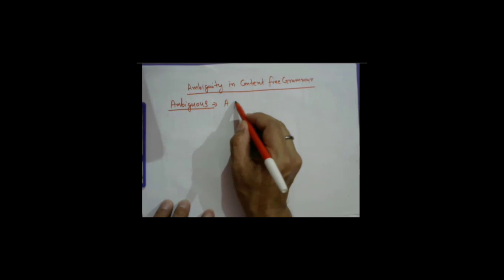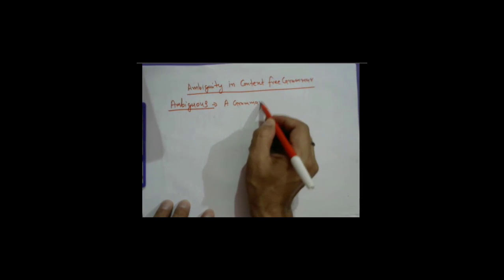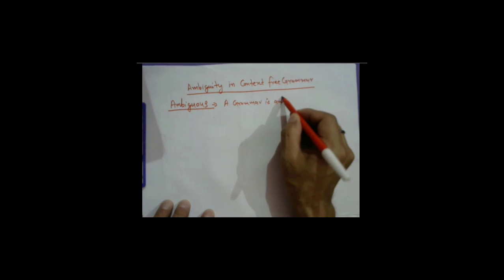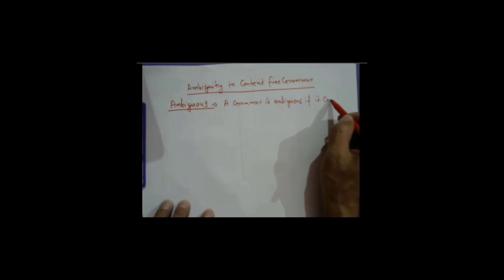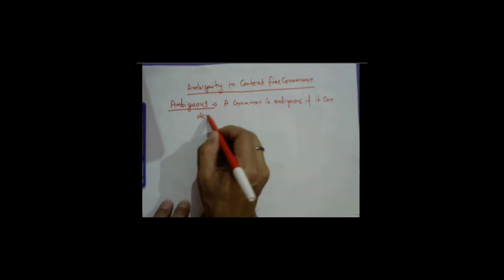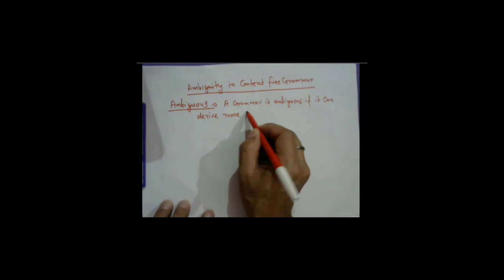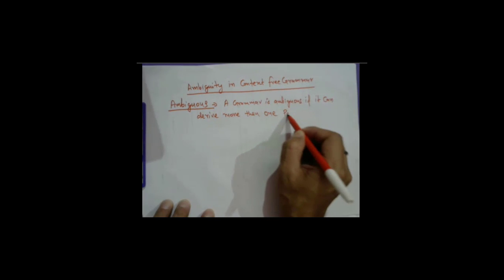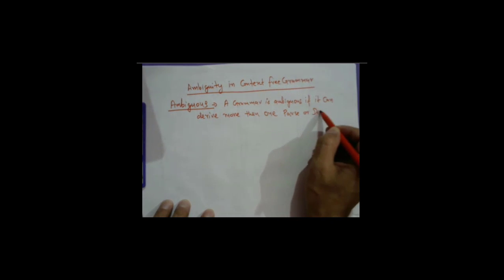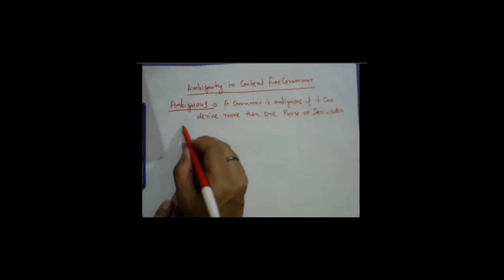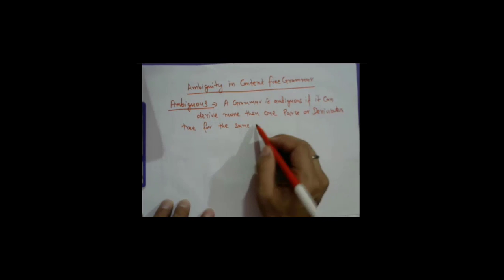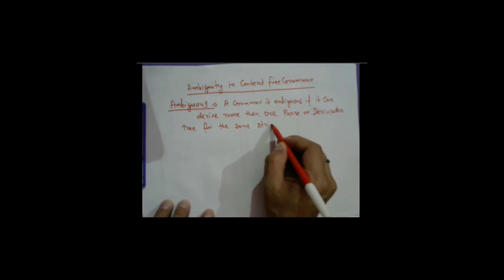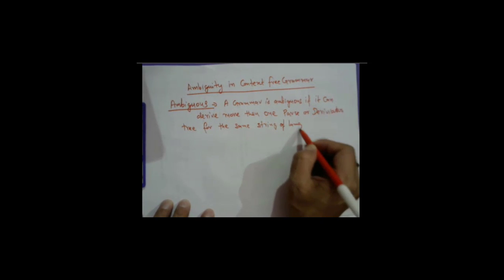A grammar is ambiguous if it can derive more than one parse or derivation tree for the same string of language. This is a one-line definition of the ambiguous grammar.